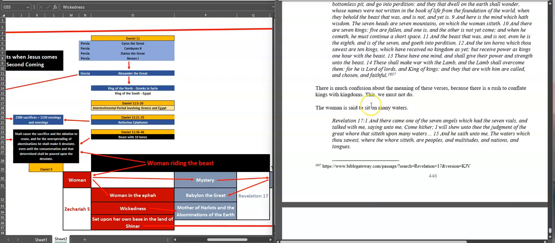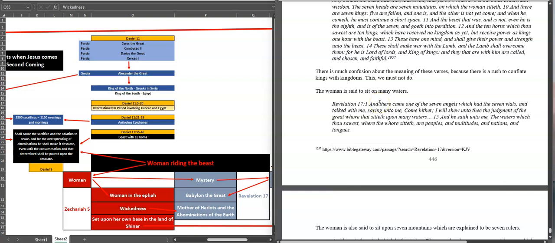Now there's much confusion about the meaning of these verses because there is a rush to conflate kings with kingdoms, and this we must not do. The woman is said to sit on many waters. Revelation 17:1, there came one of the 7 angels which had the 7 vials, talked with me, saying unto me, Come hither, I will show unto thee the judgment of the great whore that sitteth upon many waters. He said unto me, The waters which thou sawest, where the whore sitteth, are people and multitude and nations and tongues.